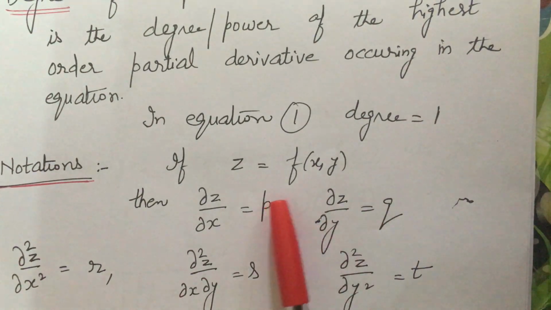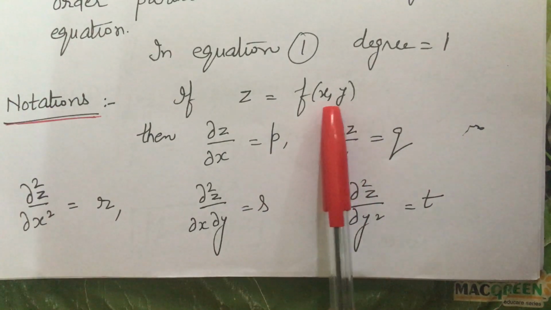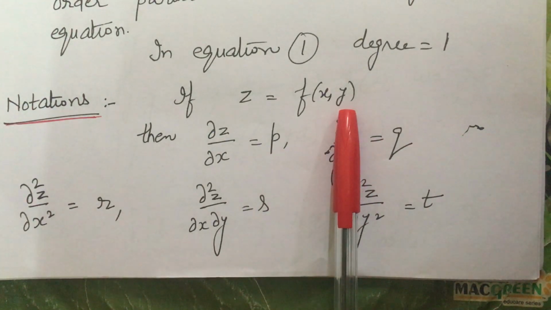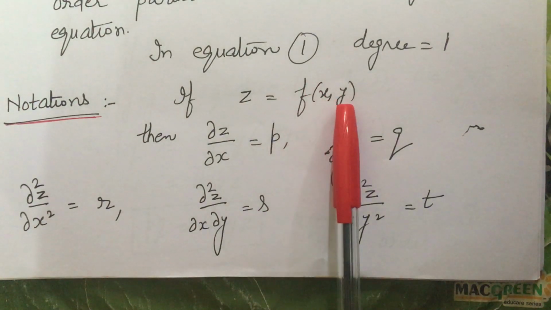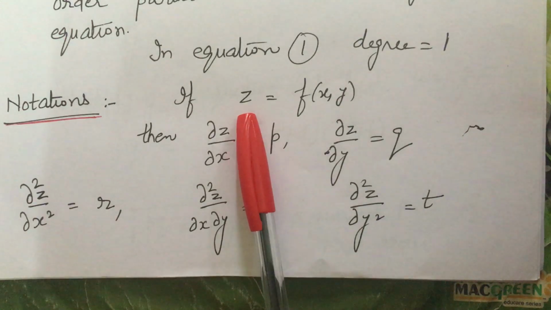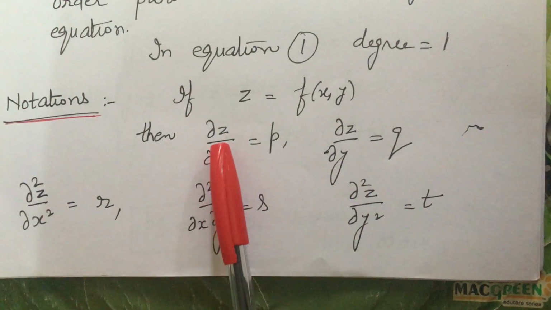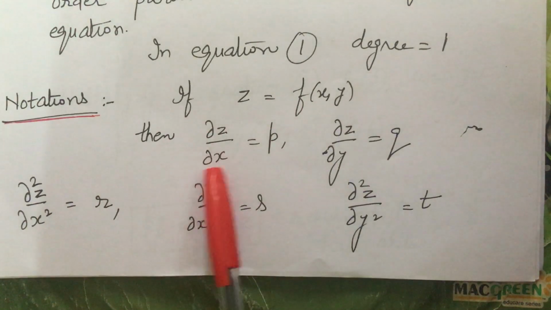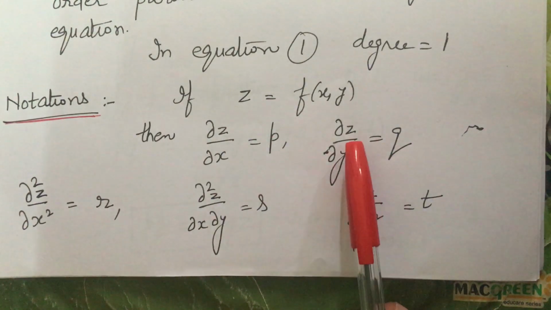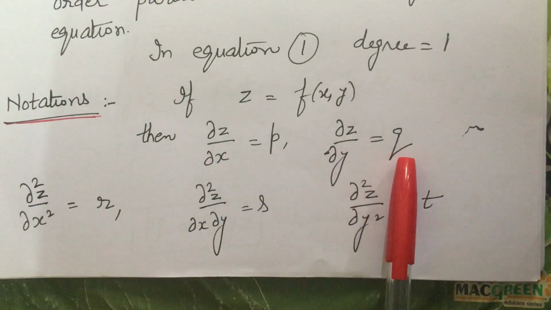And these are some notations which we use in partial differential equations. We are considering x and y as the independent variables, and the value of z depends upon the choice of the values of x and y. So z is the dependent variable. We can differentiate z with respect to x and with respect to y. So ∂z/∂x is equal to small p, and ∂z/∂y is equal to small q. These are the general notations.